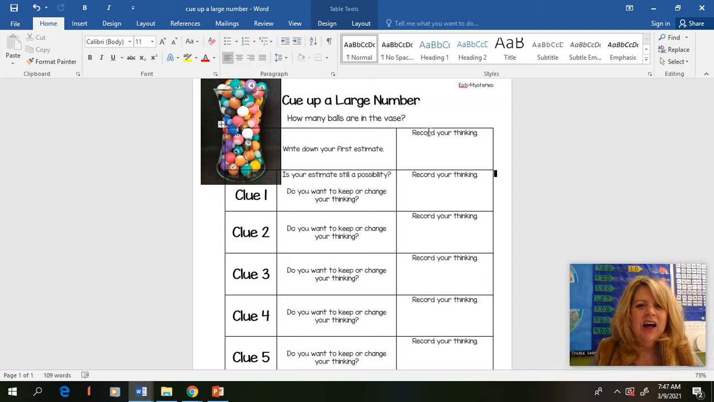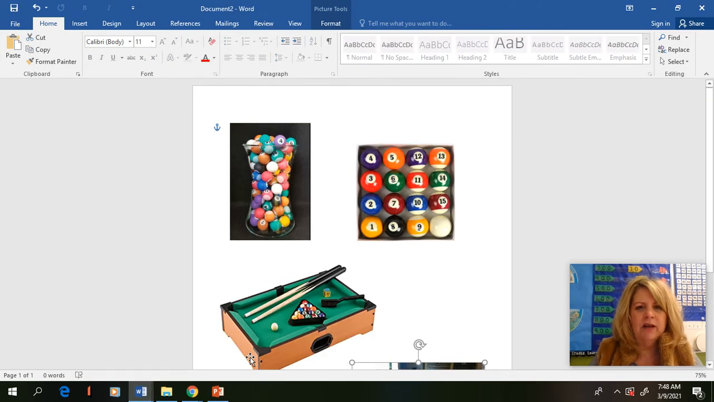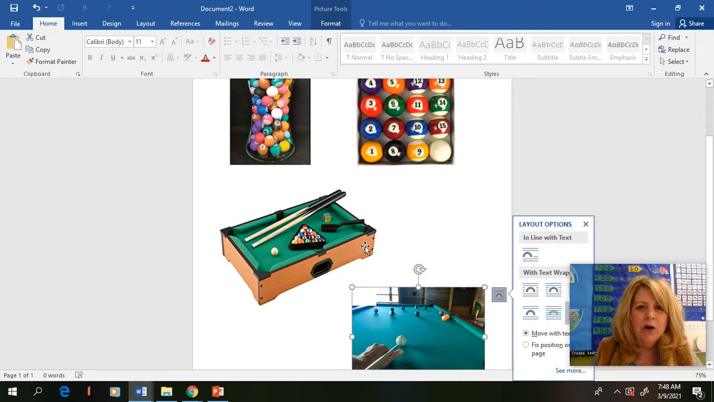The title of today's Esti-mystery matches what's in this vase. What is in this vase are little miniature sized cue balls. Now, you might not have a lot of schema about cue balls, but this is what cue balls look like. They're spheres or balls that are either a solid color or striped, and they're numbered 1 through 15. And these cue balls are used to play a game called pool.